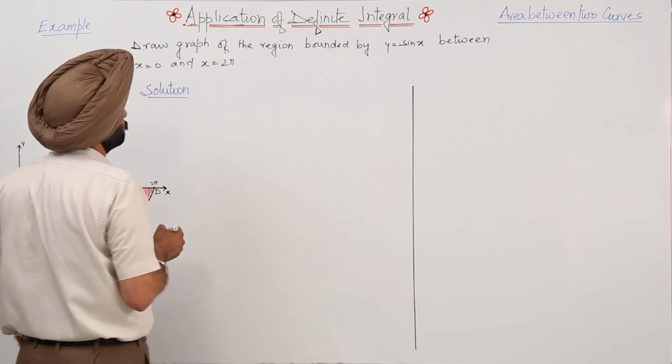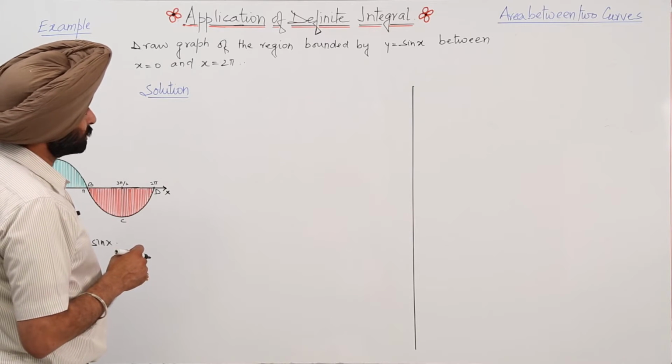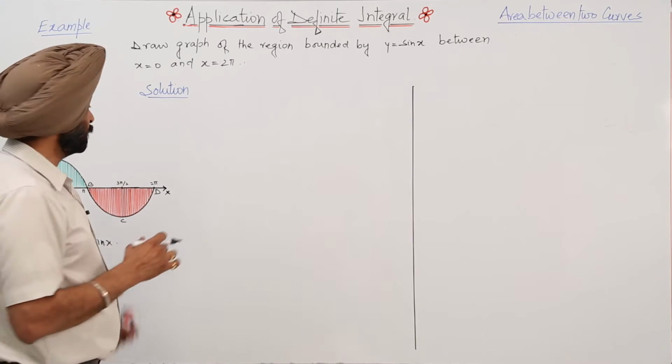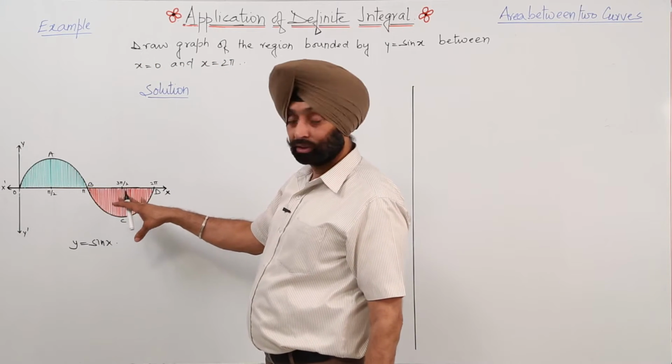We are having a question that we have to draw the graph of the region bounded by y is equal to sin x between 0 and 2 pi. So, a very simple graph, we have already gone through a rough sketch for y is equal to sin x.